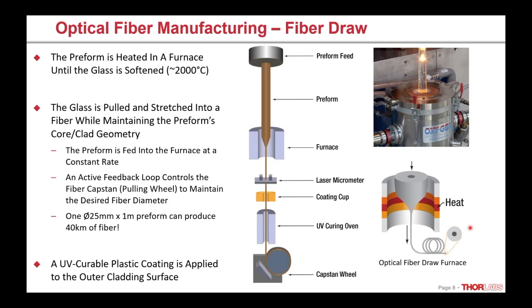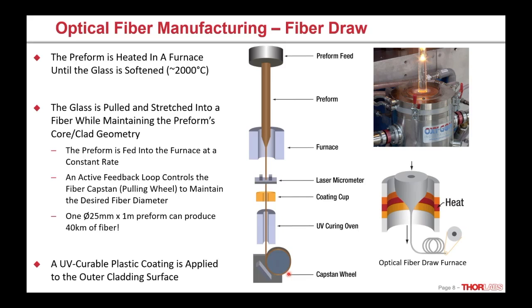This is done on what's called a fiber draw tower, a little schematic of it here. So we feed the preform into this furnace at a constant rate. We have a laser micrometer that measures the fiber diameter and a capstan wheel that pulls the fiber. And those are controlled with an active feedback loop so that we pull at the right speed so that we get the right fiber diameter. It's kind of like a volume in equals volume out sort of deal. And in this way, we sequentially stretch out the whole length of the preform.